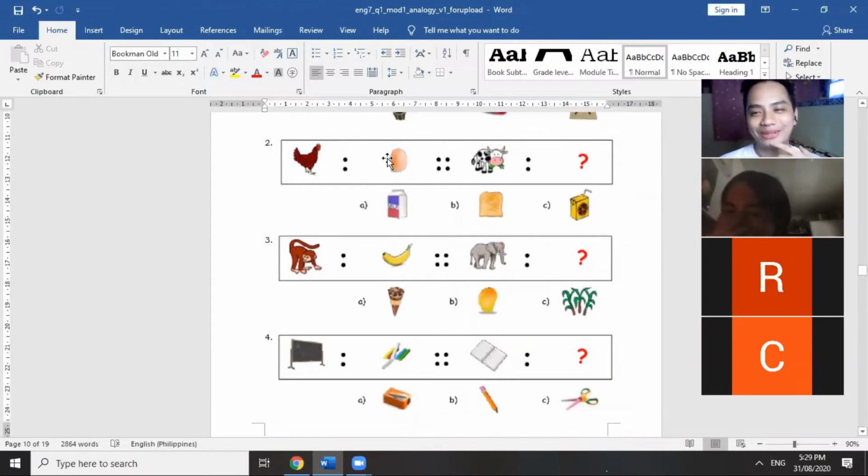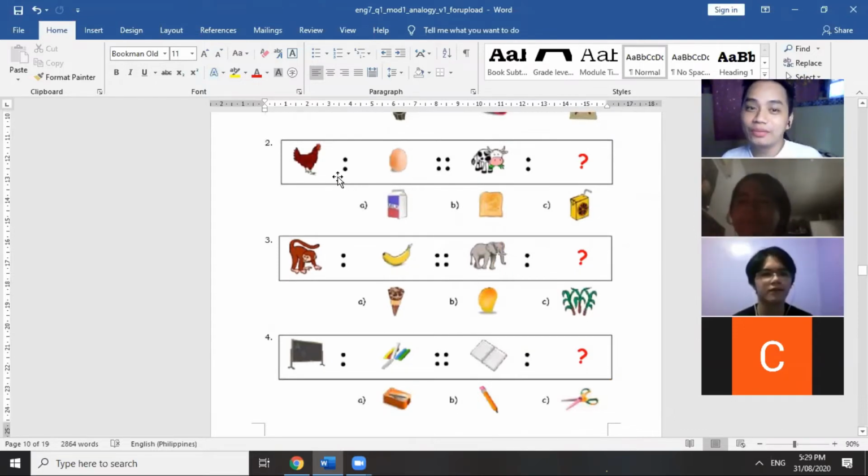I get to be really particular with my English, sorry. So, a chicken lays an egg, while a cow. What should be the picture that we should have for a cow? People. Milk. The milk. Okay, very good.